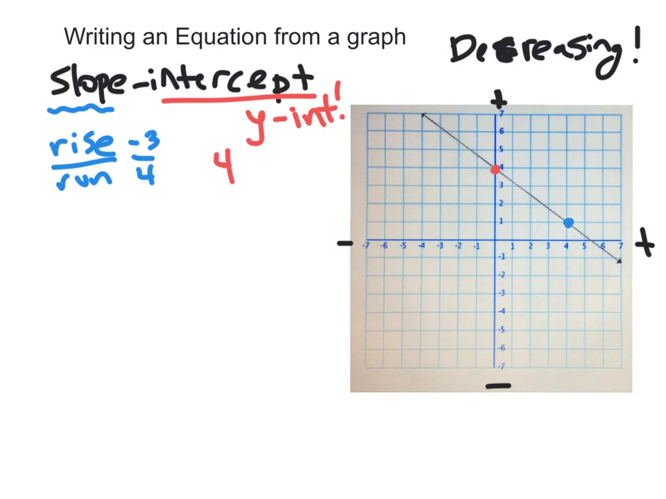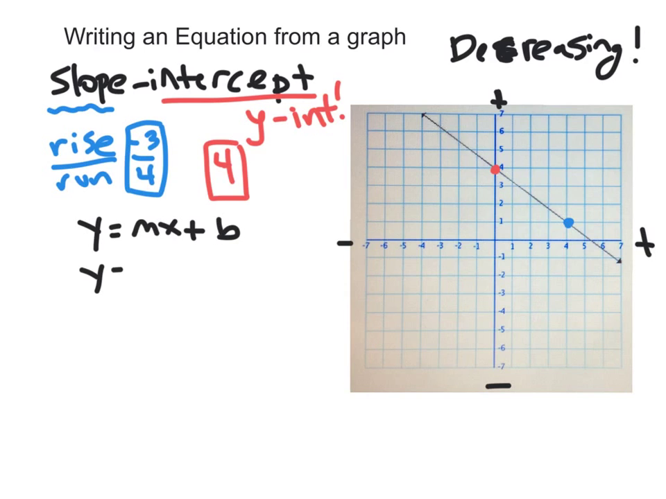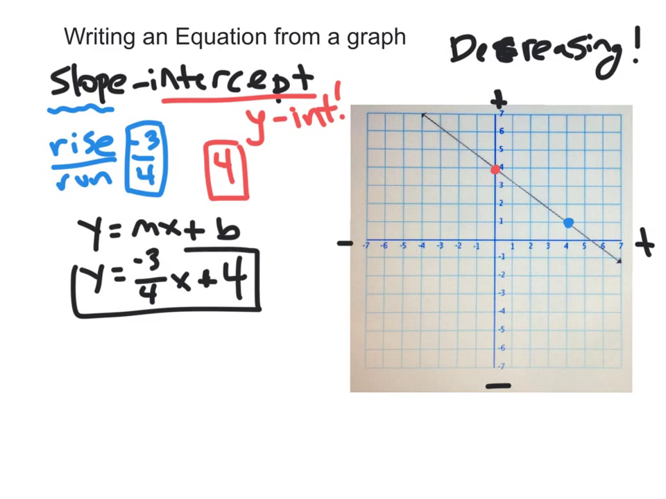So now I know that my slope is negative 3 over 4, and I know that my y-intercept is 4, so I can write my equation in slope-intercept form. Remember that's y equals mx plus b, and so we can write y equals, m is our slope, so negative 3 over 4 x plus the y-intercept, which is 4. So there is our answer for the equation of this line.